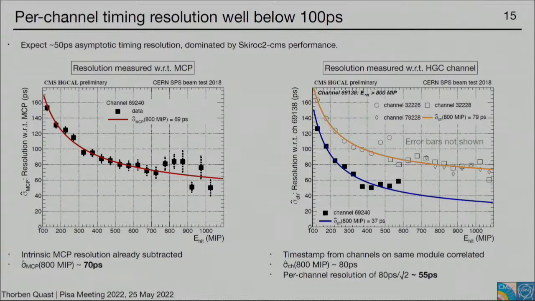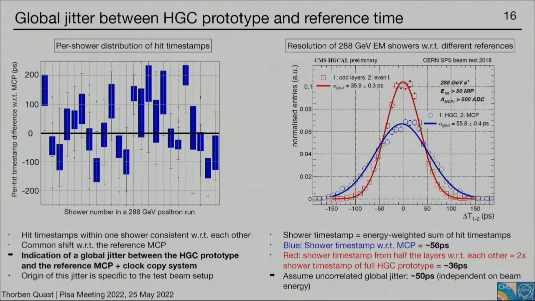Anyway, so there's a small discrepancy between what you get here by comparing channels to channels and channel to MCP, 70 to 55 picoseconds, and we attribute this feature to a global jitter between the HGCAL prototype readout system and the system which read out the MCPs and where we injected the copy of the clock.